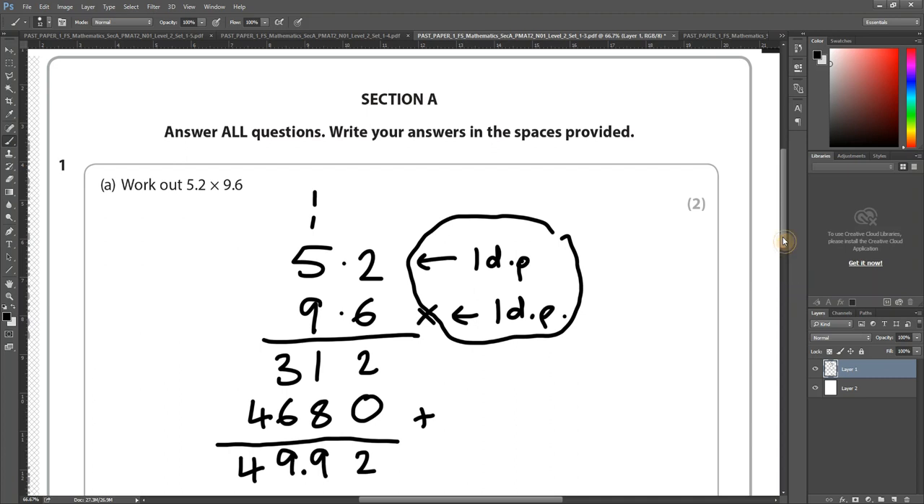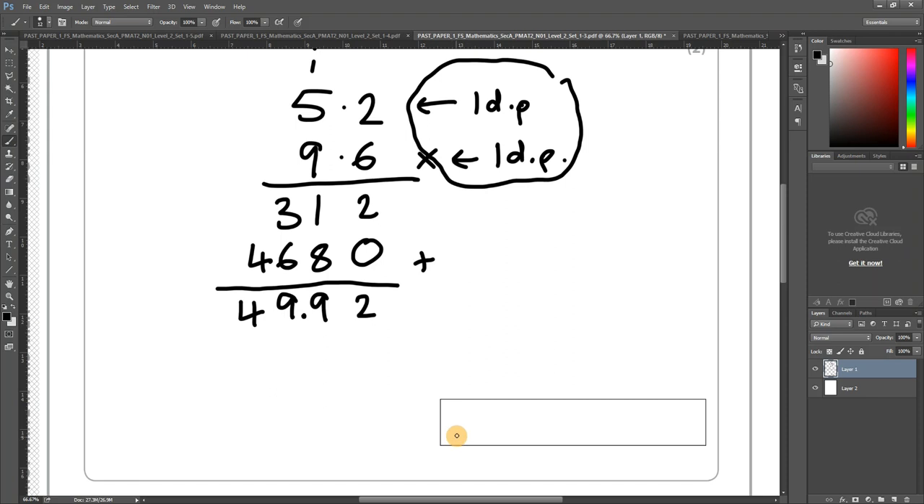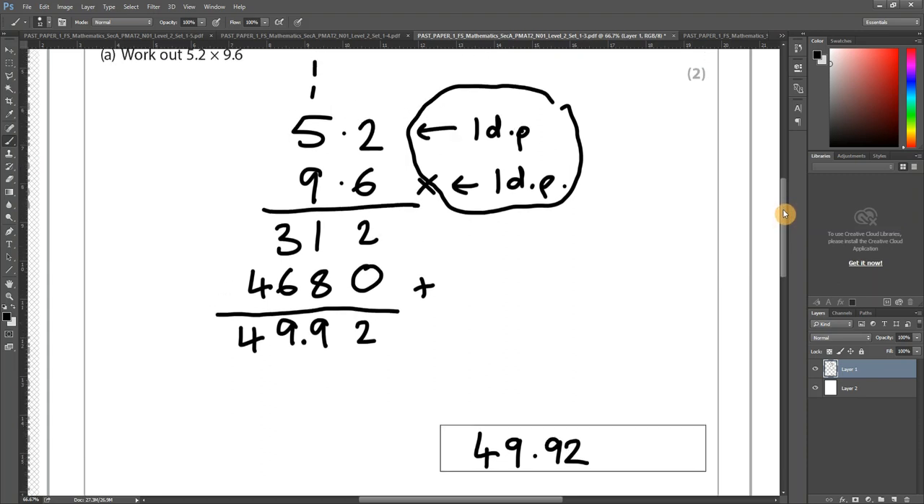So your answer is going to be 49.92, and let's put that in the answer box. 2 marks for that, so obviously 1 mark for your working, 1 mark for your answer.